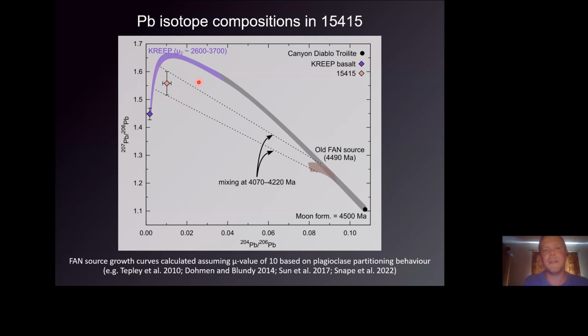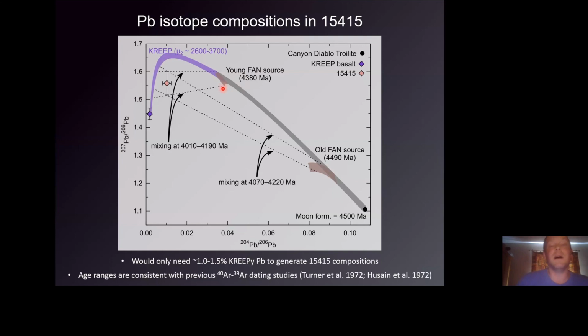So that's a very old FAN source, but people like Lars Borg have suggested that potentially LMO crystallization happened very quickly, and so you could have a very young FAN source. And so in this case, just at the very end of the magma ocean, you get a similar, slightly younger age range, but also a similar 1 to 1.5% of KREEP lead needed to generate what we see in 15415. And it's worth pointing out that these age ranges for this mixing are very consistent with what we see in the argon-argon studies, even when you update all the argon-argon ages for modern decay constants.